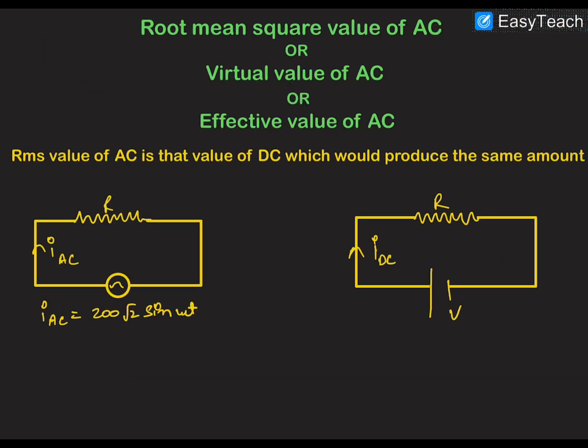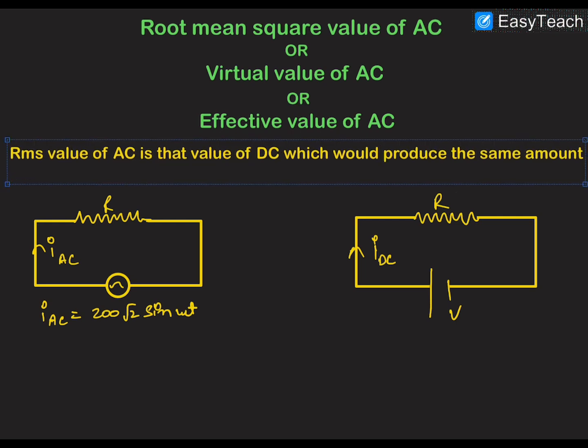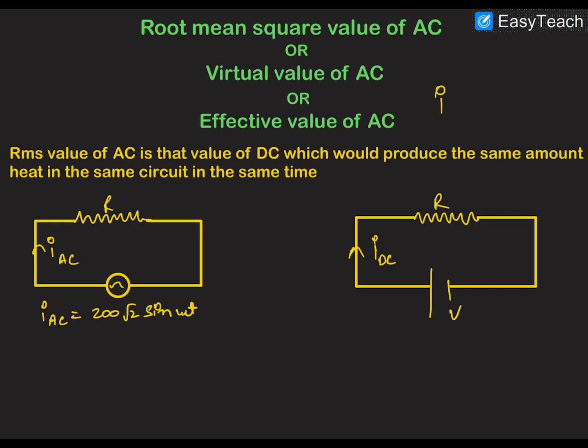Now let us discuss the root mean square value of AC. It is also called the RMS value in short. Its other names are virtual value and effective value. So these three names are of the same current. Now by definition, the RMS value of AC is that value of DC which would produce the same amount of heat in the same circuit in the same time. Let me demonstrate an example. First of all, let me tell you that I would be deriving in this video only that I RMS is equal to I naught by root 2.